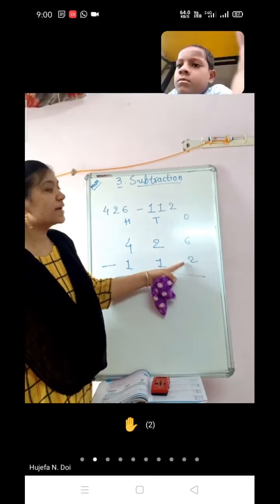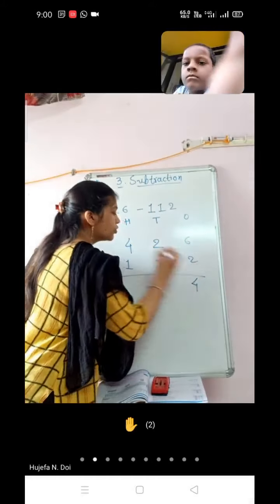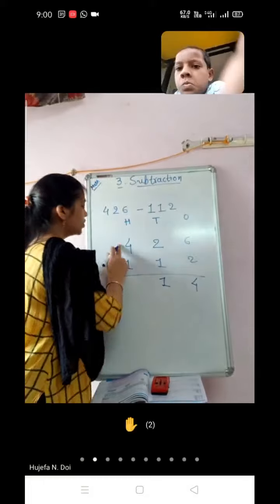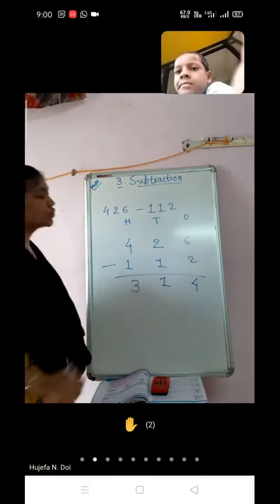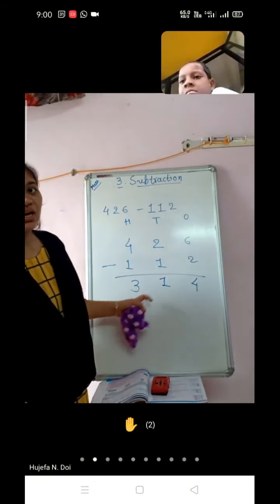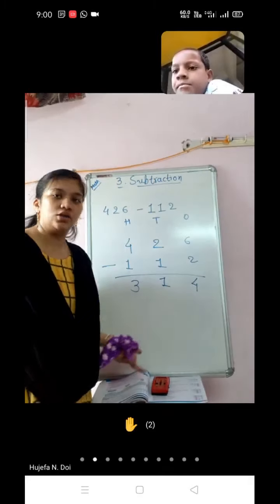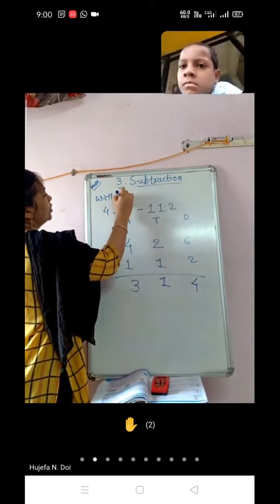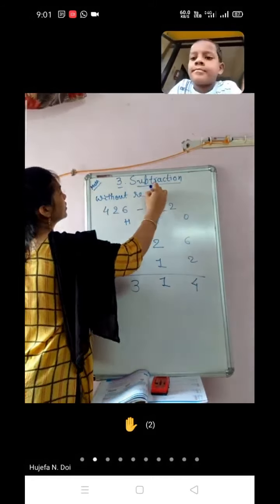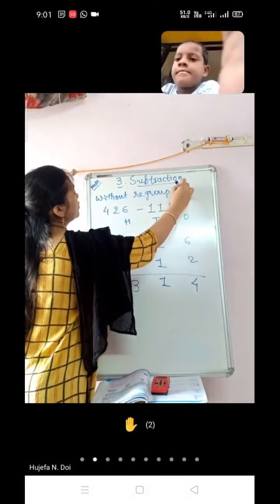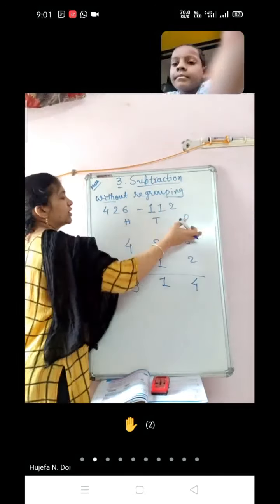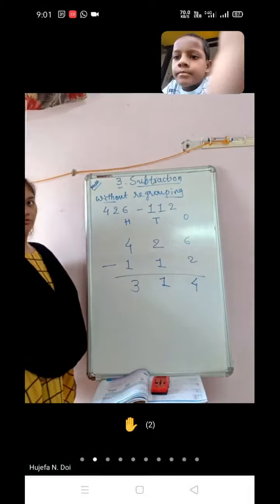6 minus 2, 4. 2 minus 1, 1. 4 minus 1, 3. So your answer is 314. This is the way you can subtract. And this is an example without regrouping, in which you do not see any borrow. You cannot see any single borrow that you have to take from the previous number.